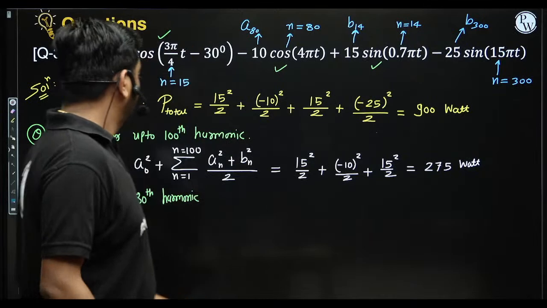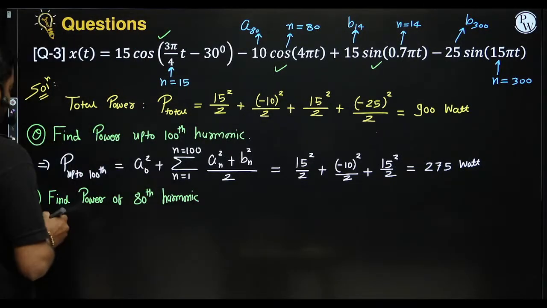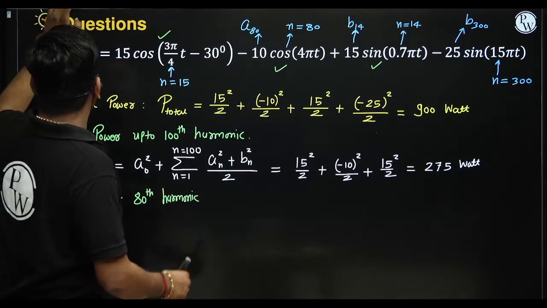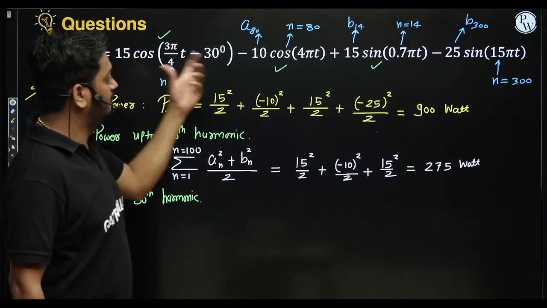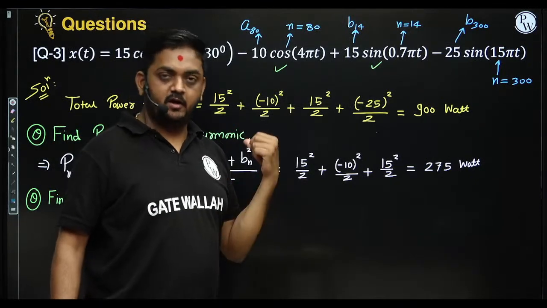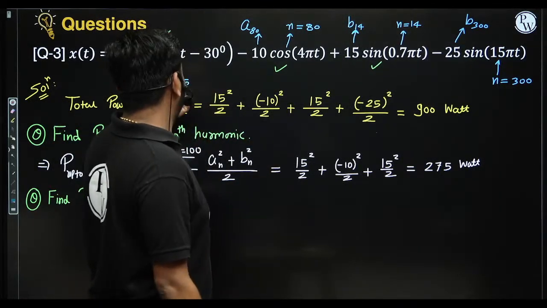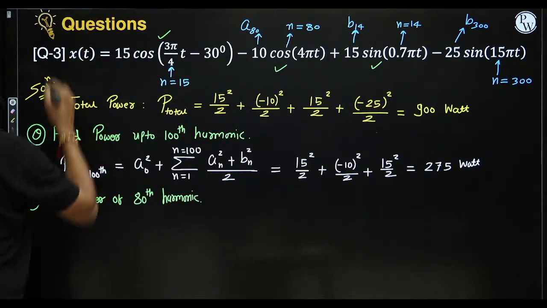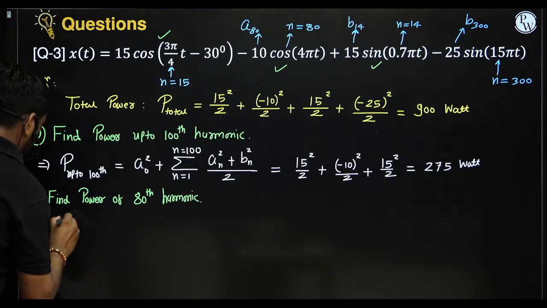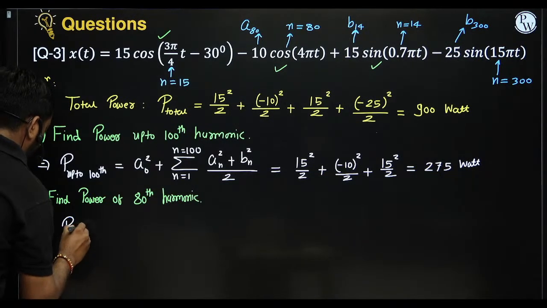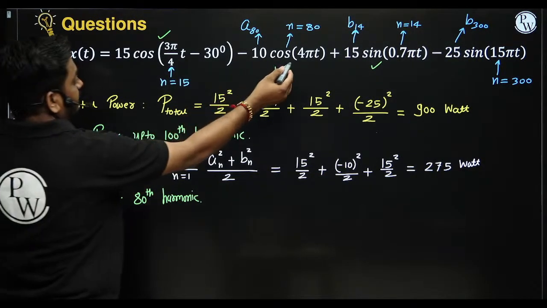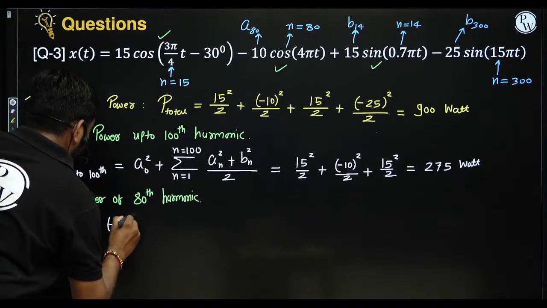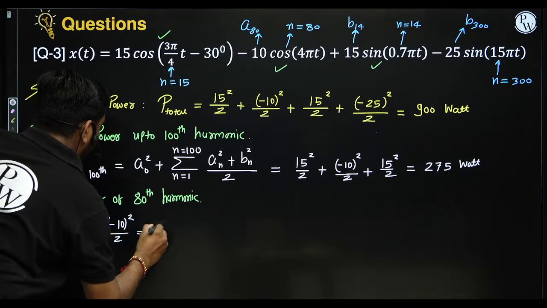Okay, so this is also a very good question, guys. Find power of the 80th harmonic. First of all, you can solve this question only if you have knowledge of the harmonic number, guys. So again in this question also you have to find this number, n equal to 50, n equal to 80, and the answer is what? 15th harmonic. So here, sorry, 80th harmonic. So the power of the 80th harmonic is nothing but only this term will come into picture. So it is nothing but minus 10 square divided by 2. So it will be 50 watts, guys.